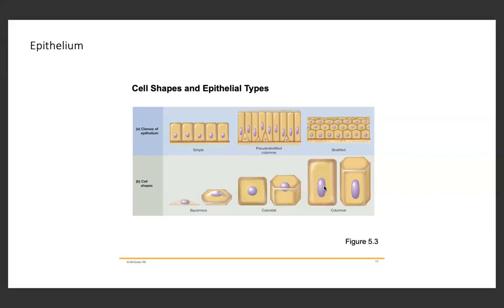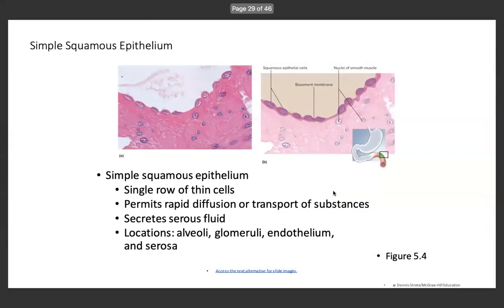Looks like a rectangle. So two pairs of sides, and it typically sits on the side with the shorter width. Squamous, cuboidal, and columnar. What proceeds are several histological slides of epithelium underneath a microscope.